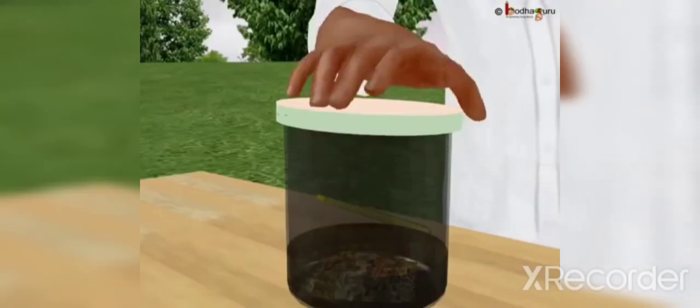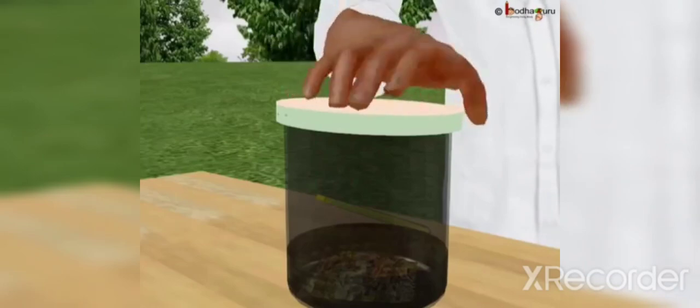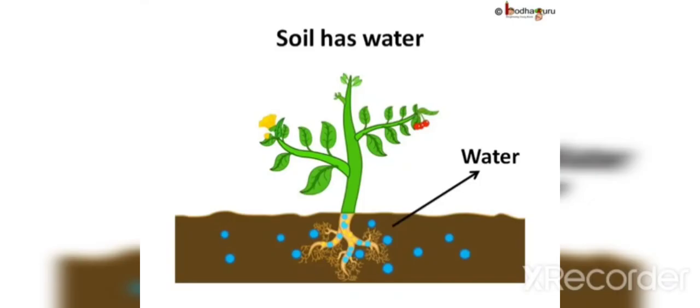Where did it come from? Well, the soil contains water, and when we heat the container, that water turns into vapor. Later, the water vapor touches the lid and cools down to form water droplets. So, this shows soil has water. The plants absorb this water through their roots.